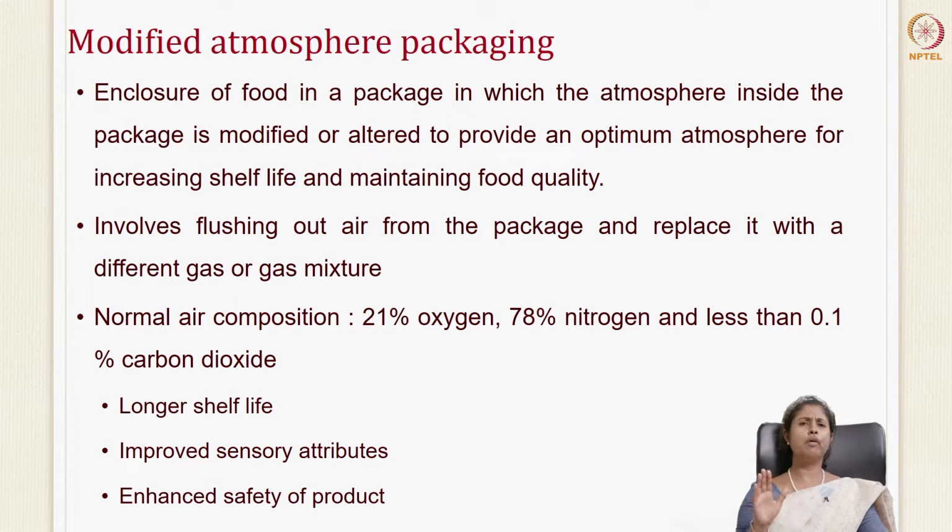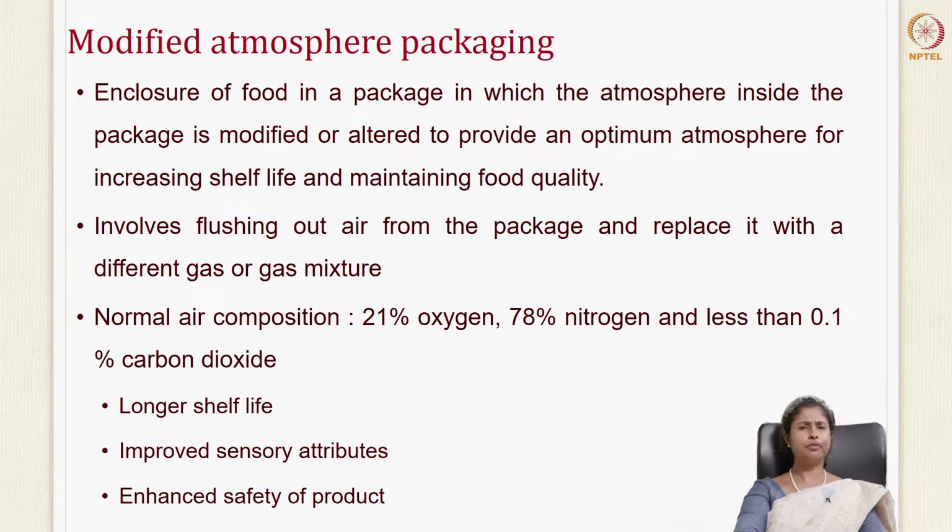So we know that the normal air composition is 21% oxygen, 78% nitrogen, and less than 0.1% carbon dioxide. In a modified atmospheric packaging, the oxygen level is drastically reduced. The nitrogen level can be increased and the carbon dioxide level is again increased. Now, nitrogen is an inert gas. It just adds to the gas composition. So what is the advantage of doing this? Longer shelf life, improved sensory attributes, and enhanced food products.